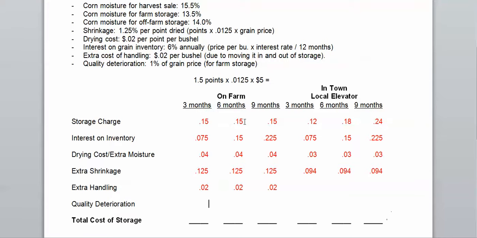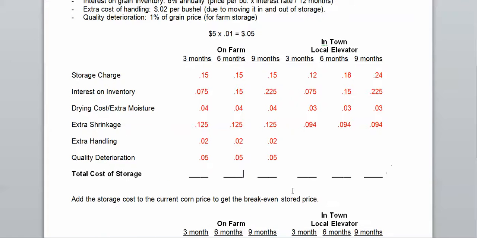Quality deterioration is another one that we're going to do on farm, and that's 1% of grain price. Well, $5 times 1% equals 5 cents. Again, only at home, because once that corn is at the elevator, that's their problem. They are going to have to deal with the problem of grain going out of condition.